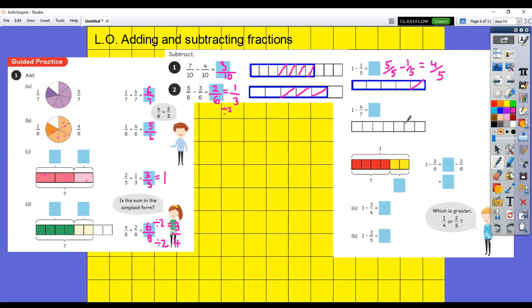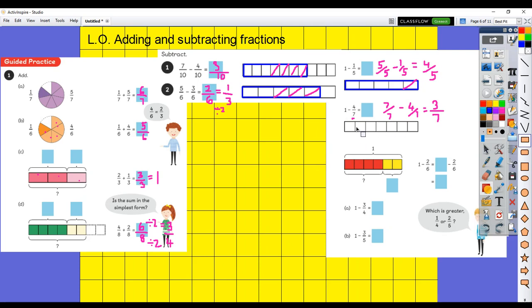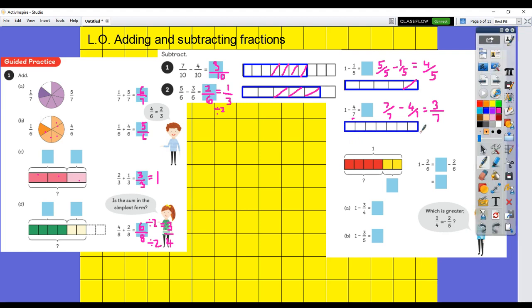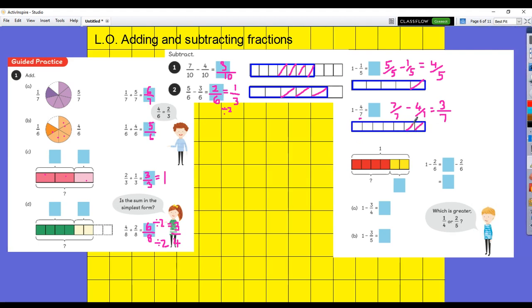So what about this one then? We've got 1 take away 4/7. 1 whole take away 4/7. So let's convert our 1 into 7/7, because 7 is our denominator. So 7/7 take away 4/7 is going to equal, well, 7 take away 4 is 3. So it's going to equal 3/7. Again, need to prove we're right. So we've got our 7 here: 2, 4, 6, 7. We're going to take away 4 to prove we are right. 2, 3, 4. So we've got 3 left. We were right, which is brilliant.